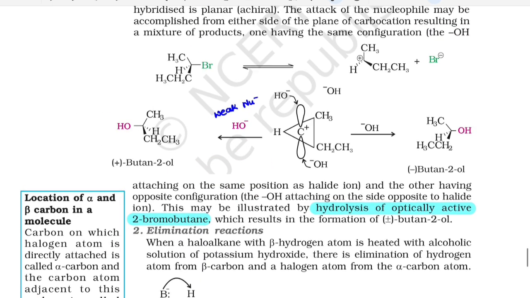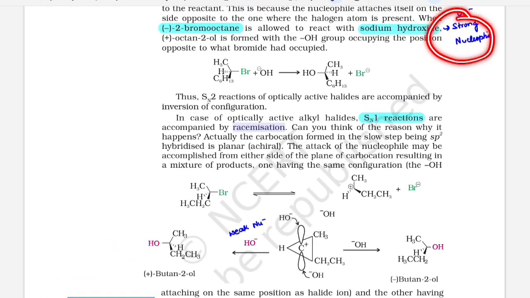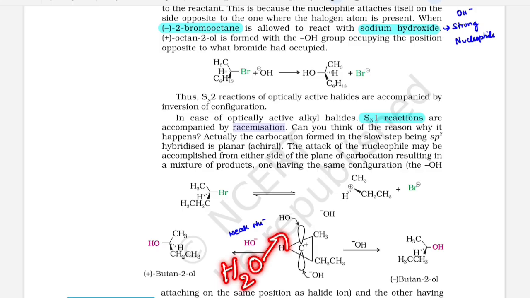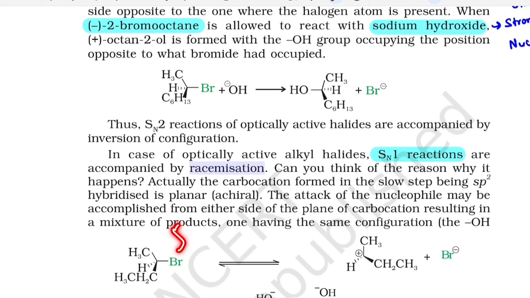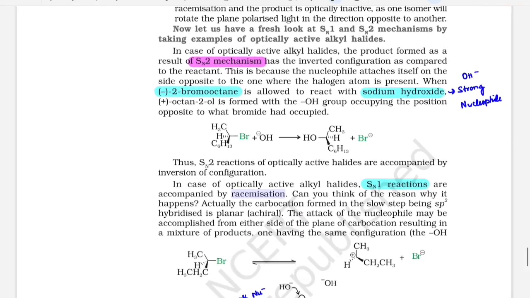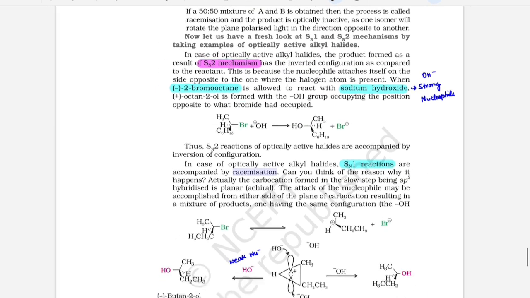So if it is a secondary carbon, you should check what is the type of nucleophile used. Here a strong nucleophile is used, whereas here hydrolysis meaning water is used, which will produce a weak nucleophile. That is why it is showing SN1 mechanism. If it is SN1 mechanism, then it is a racemic mixture, that is 50% of one configuration and 50% of the other configuration. Whereas in SN2, it is inversion of configuration. So configuration will be inverted. So learn these two examples.